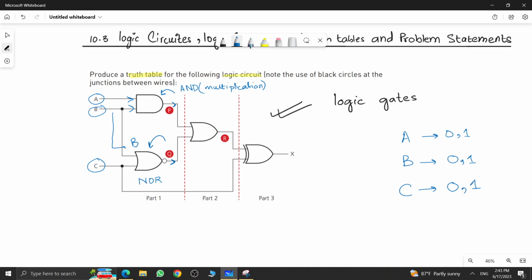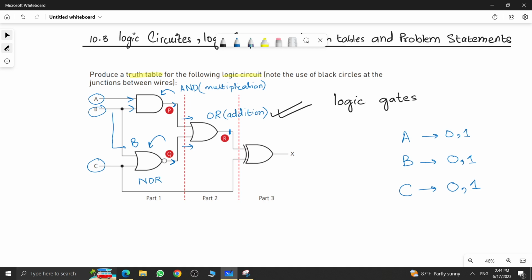Okay, once you take the outputs of AND and NOR gate, these outputs are going to become the inputs of another logic gate. That is the OR gate. OR gate is nothing but the addition of bits that it is taking as input. So, P and Q are the inputs of OR gate, and the output of OR gate is named as R. So R will be the output of OR gate.